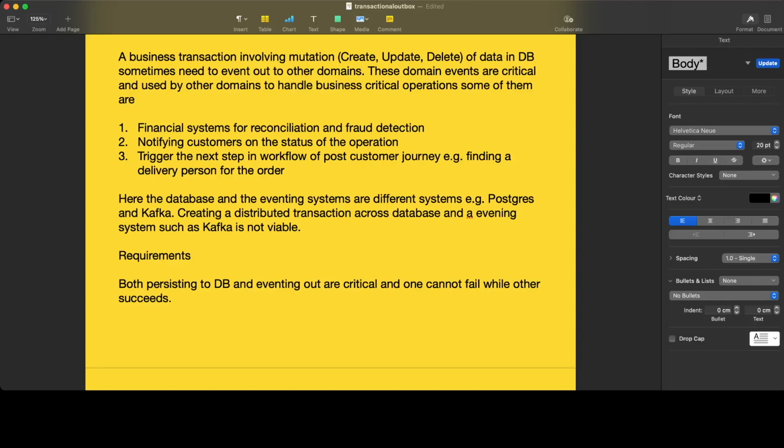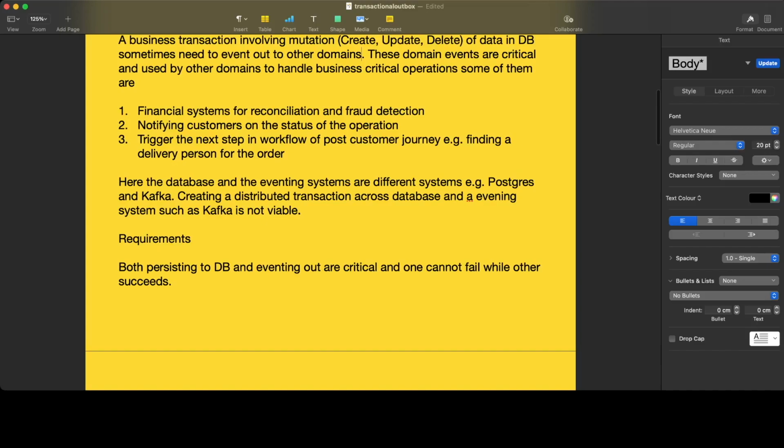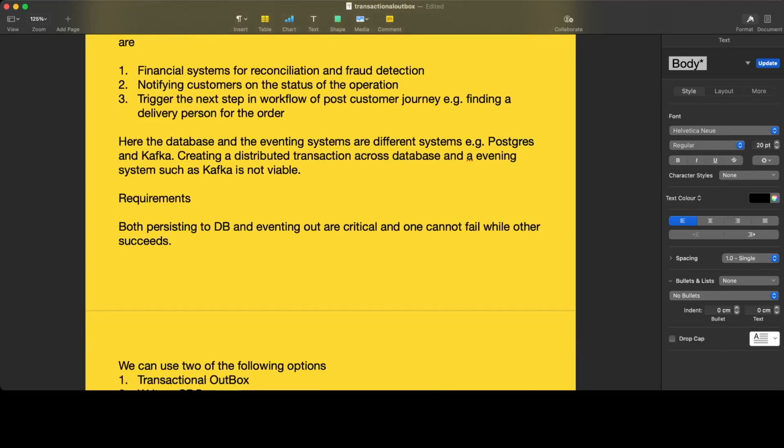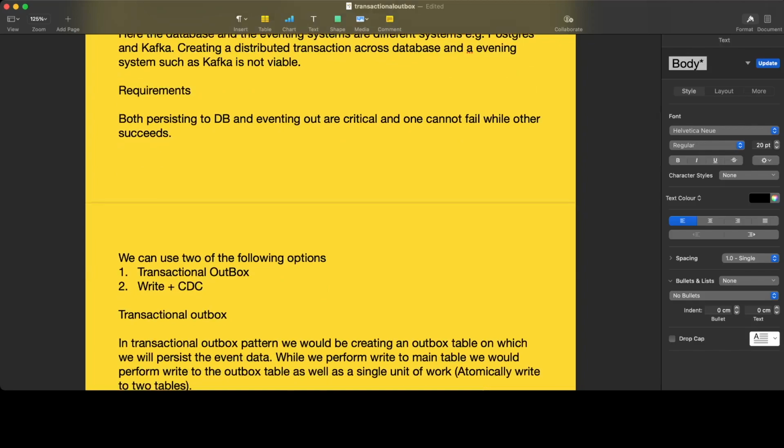So what are the problems? If we need to make these two operations an atomic unit, it becomes very difficult to create a distributed transaction across two different software, which is Kafka and the relational or non-relational store. But the requirement is that we need to perform this in a single unit of work. So what is a unit of work? Either the operation involving the create, update, or delete and the notification succeed together or fail together. That is called a unit of work.